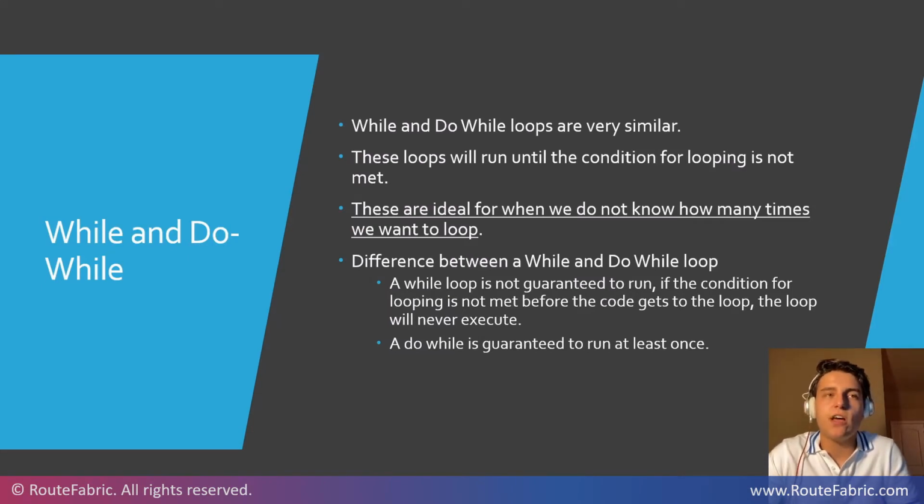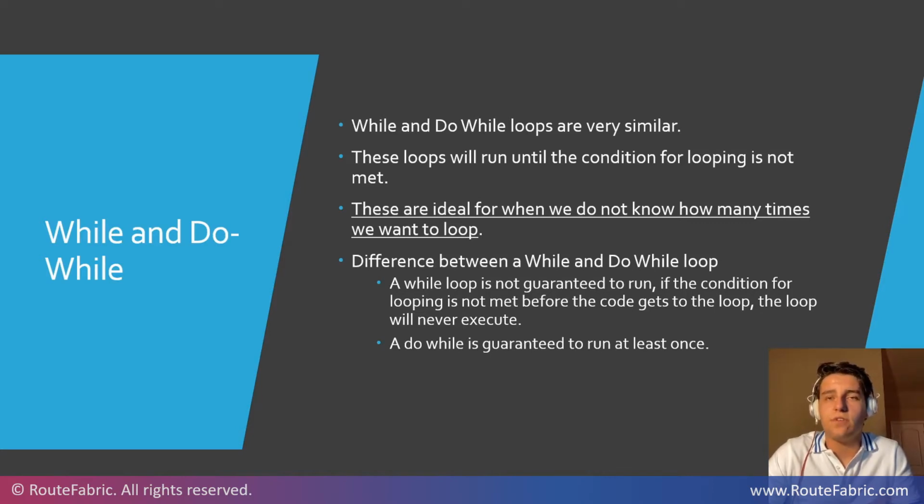All right, and then we also have while loops and do while loops. Right off the bat, while and do while loops are actually very similar. These loops will run indefinitely until the condition for looping is not met. These are ideal when we do not know how many times we want to loop. So let's say we need to loop over a list once, then we would want to use a for loop. But let's say we want to loop forever until the user enters a certain value, then we would need a do while loop or a while loop.